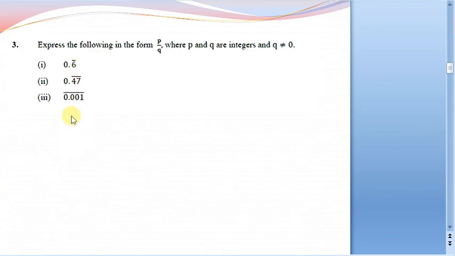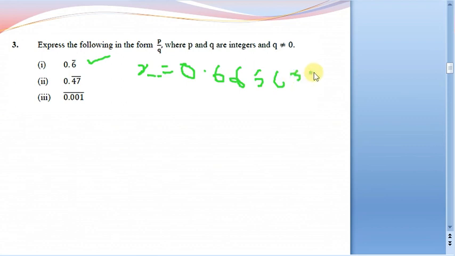The first one here is 0.6 bar. Whatever is given to you, always assume it as x. So let x equal 0.6 bar, which is nothing but 0.6666 and so on. Now, for how many digits after the decimal point is there a bar? For only one digit. So now find what 10x is.